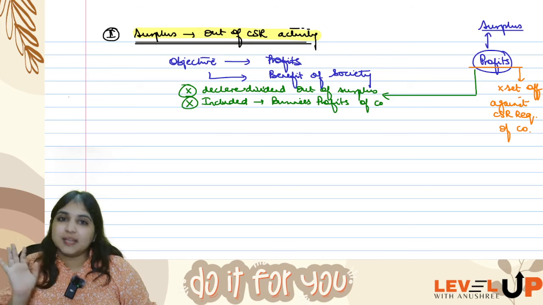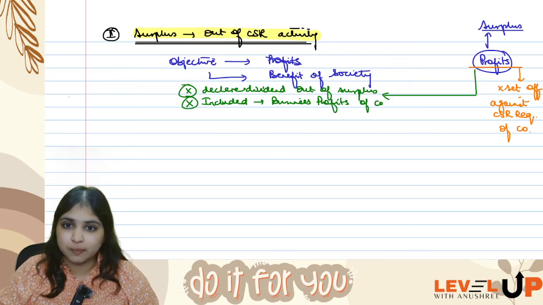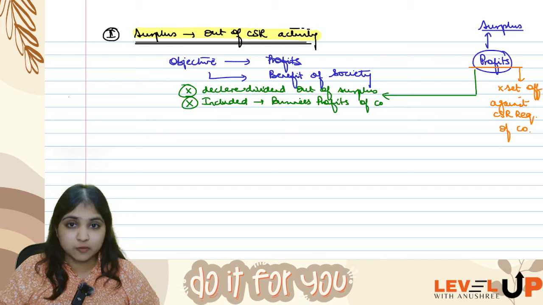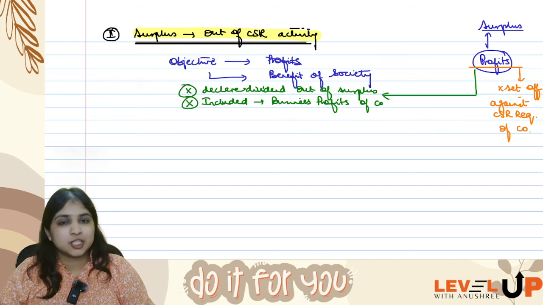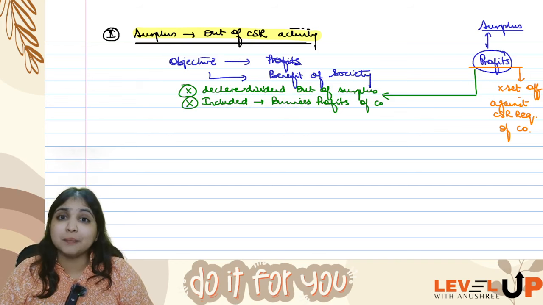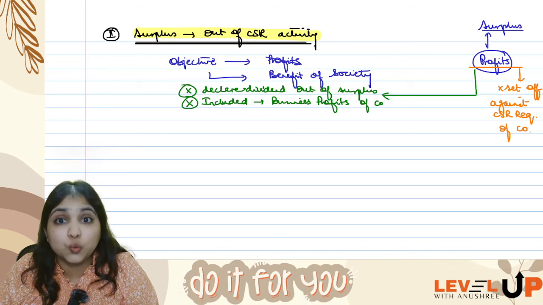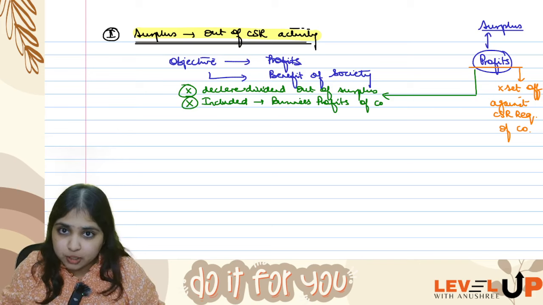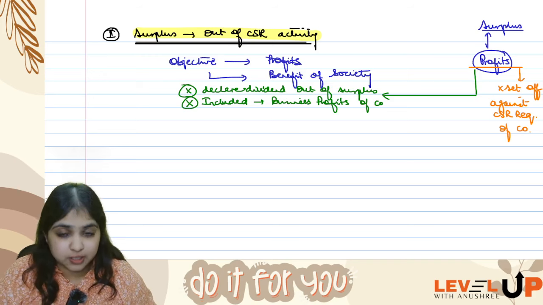So three things we cannot do, guys. We cannot set it off against the CSR requirement of the company. We cannot declare dividend out of the surplus. Also, it cannot be included in business profits of the company. Now ma'am, you've told us what we cannot do with the profit, but what can we do with the profit? Okay, there was no intention of making profit, but I made profit. Now what to do with the profit? Listen company, you have three options.